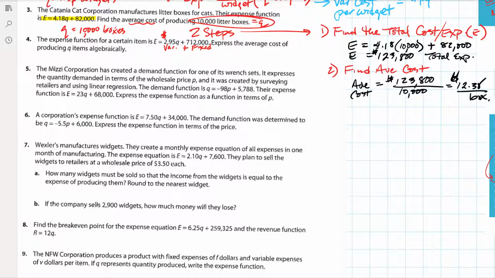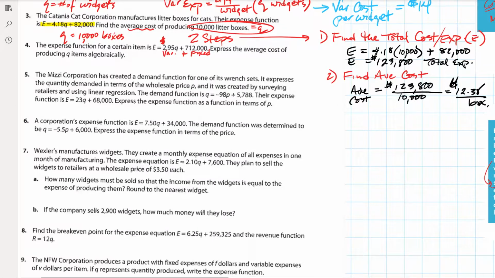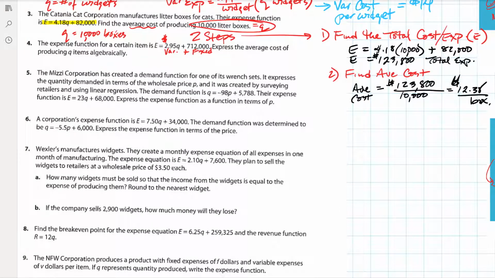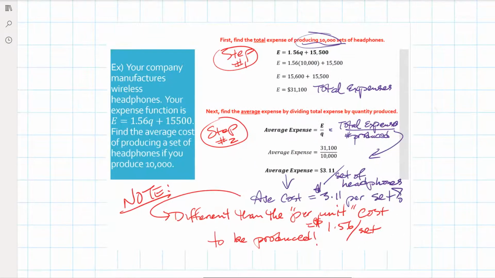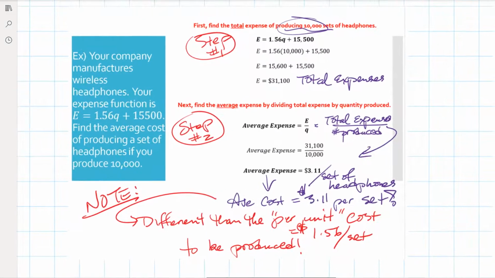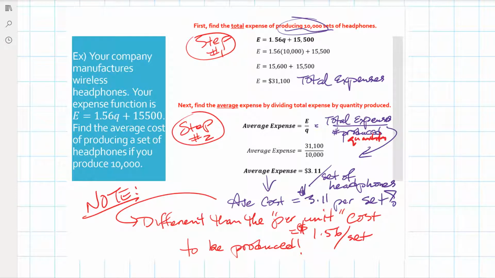Express the average cost of producing Q items algebraically. Well, we are given the total here in algebraic form in terms of Q, and we know that we're producing Q items. That's your quantity. As I said, you take the total produced divided by your quantity. You always do that, and we did that in the lesson in the video: you take the total expenses and divide by the number produced, which is called your quantity, the quantity produced.